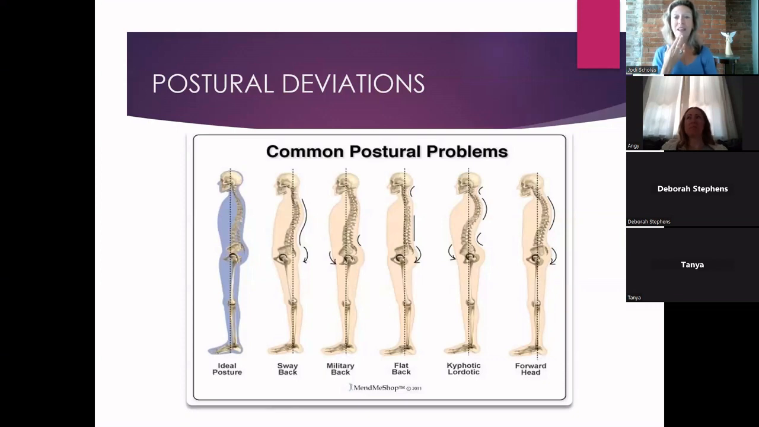One other way to think about that is to think about a string attached to the top of your head, lifting you. Just go ahead and lift yourself up. You don't need to whistle. But again, it elongates your spine, decompresses your spine, and that allows you to check in with your own posture.